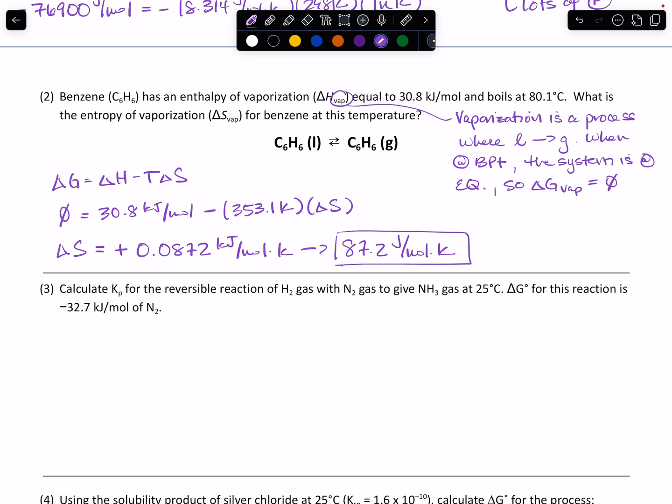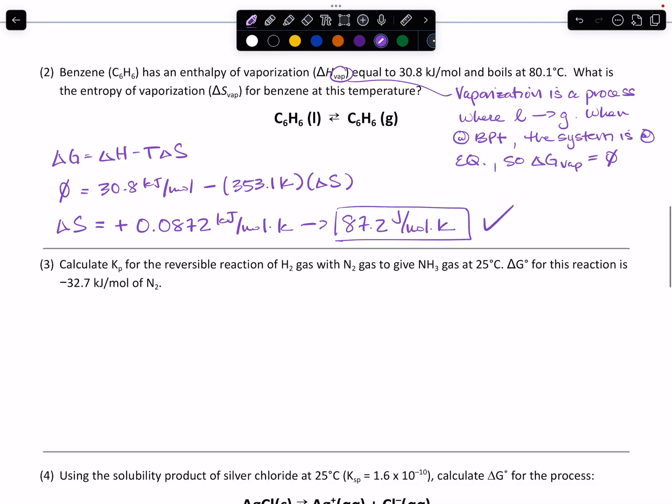Now, is that reasonable? Well, we know the enthalpy change is positive. It's an endothermic process. Energy is required to convert from a liquid to a gas. But as we go from the liquid state to the gaseous state, we are increasing the disorder. So we should see a positive entropy change, which we do.